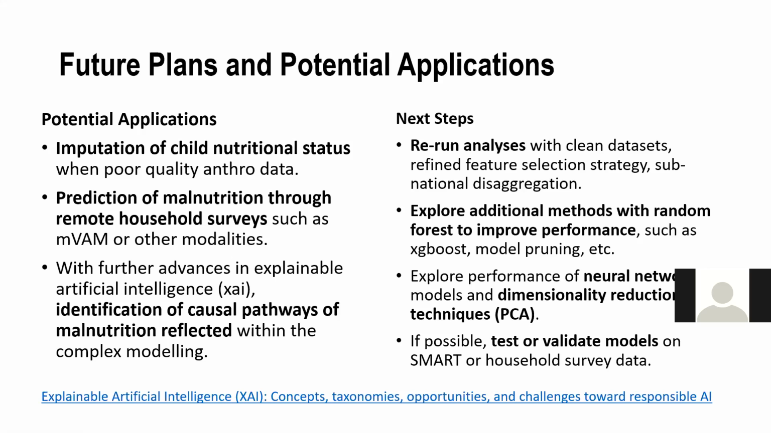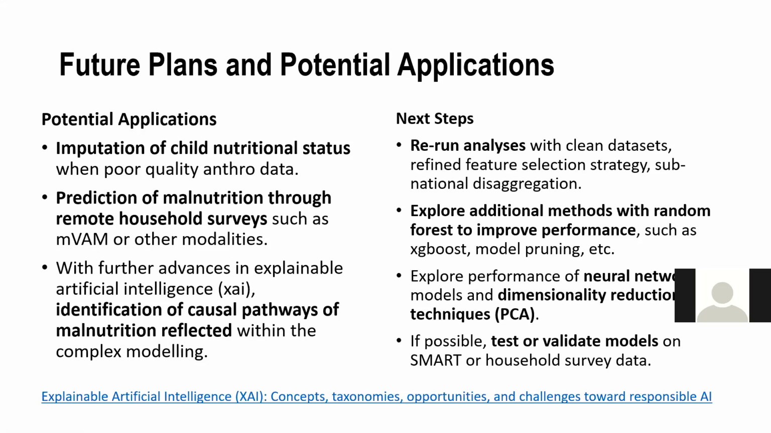And then we know that sometimes it's difficult to explain artificial intelligence, so we will further advance in explainable artificial intelligence. And then identification of causal pathways for malnutrition, reflected with complex modeling.